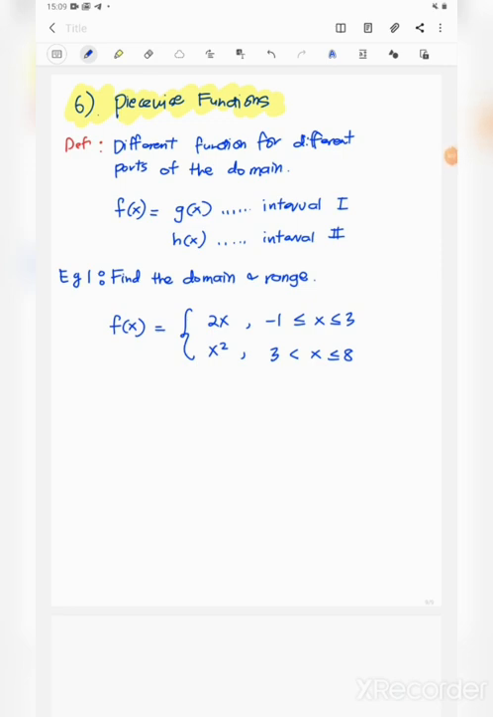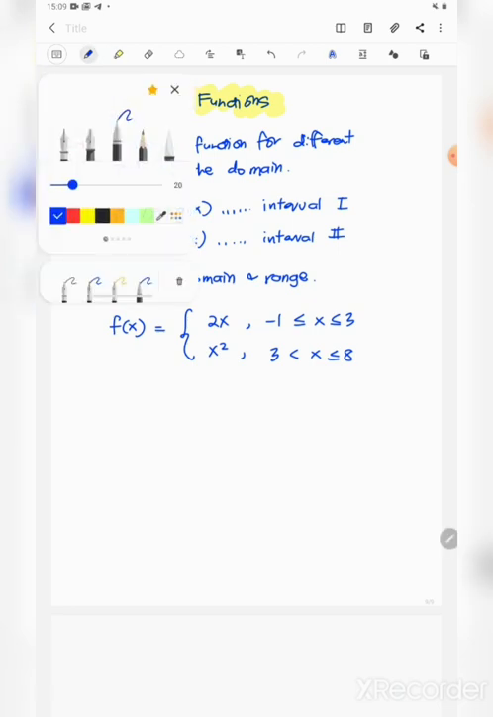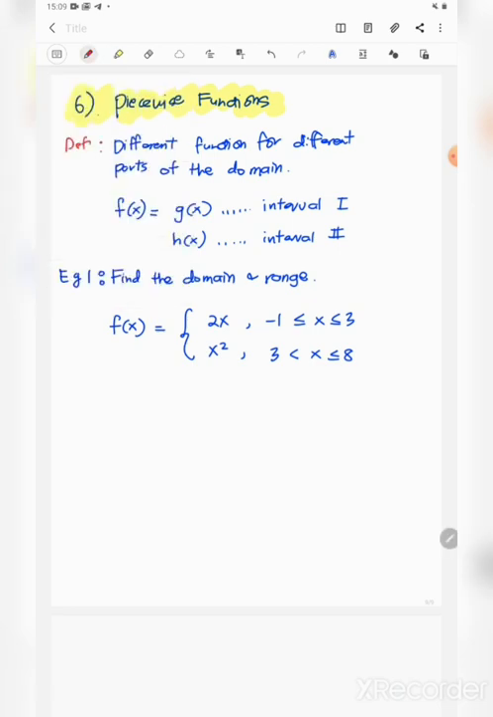Function number 6, piecewise function. Before we find the domain and range for this function, you have to know the definition of piecewise. What is piecewise? Different functions for different parts of the domain. Meaning that here we might have two or more intervals. For interval 1, the function will be g(x), and for interval 2, the function is h(x). So in this function we have two or more functions, as we discussed just now.